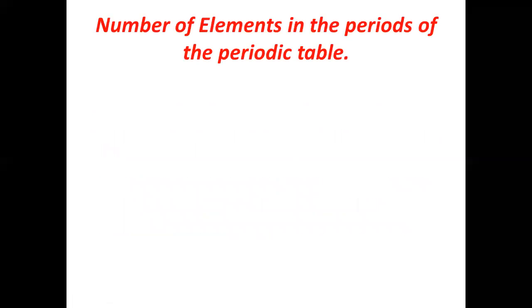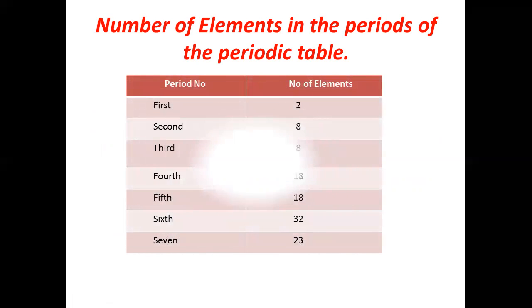Now, number of elements in the periods of the periodic table. The first period is composed of 2 elements, second period 8 elements, third period 8 elements. So the first, second and third periods are called short periods, while the fourth, fifth, sixth and seventh periods are called long periods. Fourth and fifth periods are composed of 18 elements. Sixth period is composed of 32 elements. Seventh period is incomplete and it contains 23 elements.